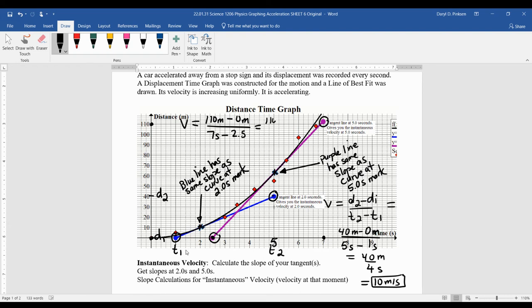And so we get 110 meters over 4.5 seconds. And when you divide that, 110 divided by 4.5, it comes out to be 24. So it's around 24 meters per second. And the line is steeper. The blue line has a slope of 10 meters per second. The purple line has a slope of 24 meters per second.